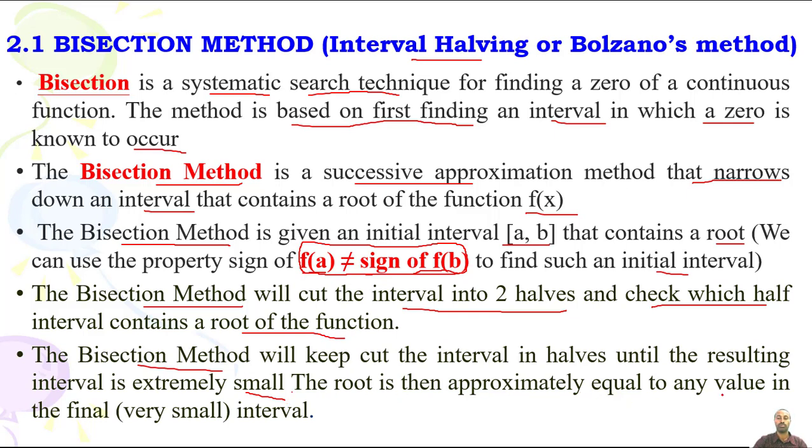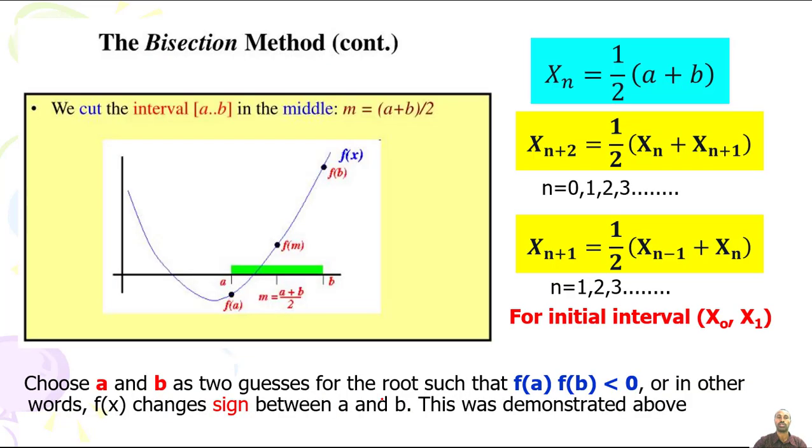So the root is approximately equal to any value of the final very small interval. Let me show this graphical representation. This is the bisection method. We cut the interval. If this is f of x, you have the f of x function.